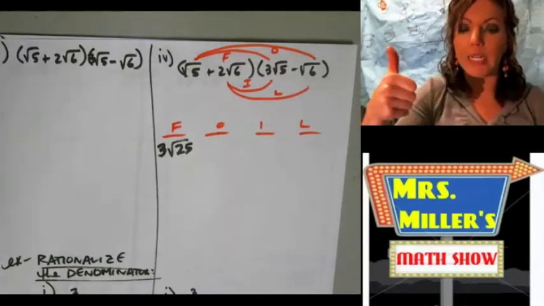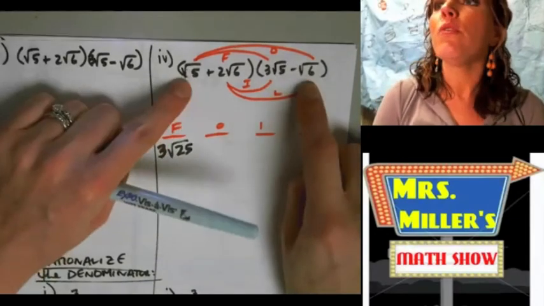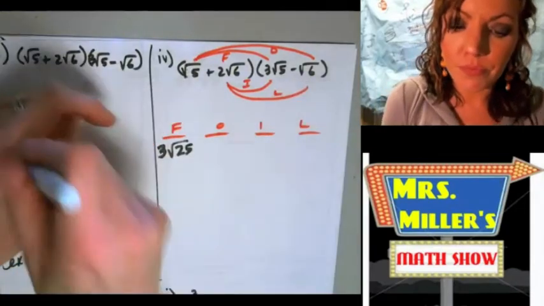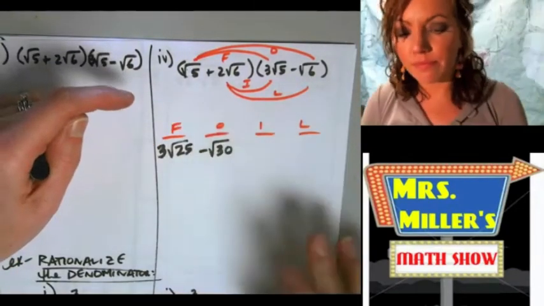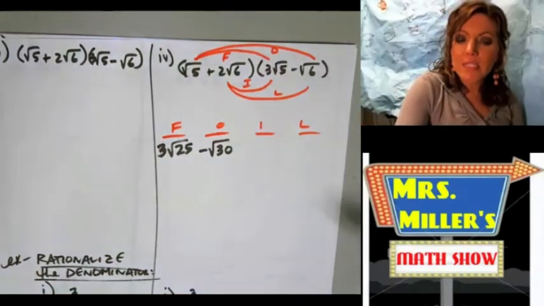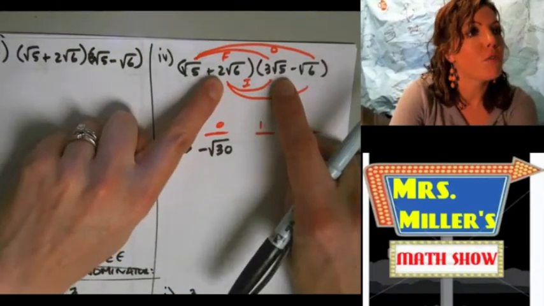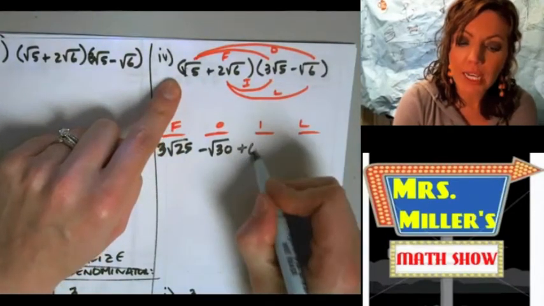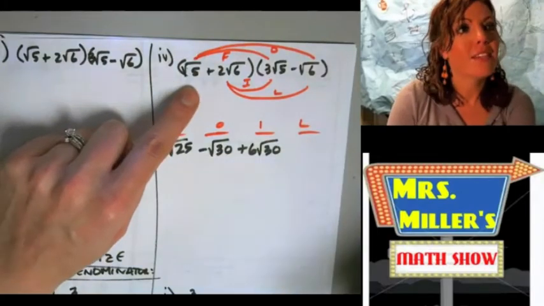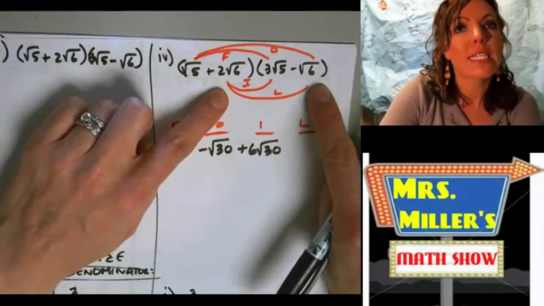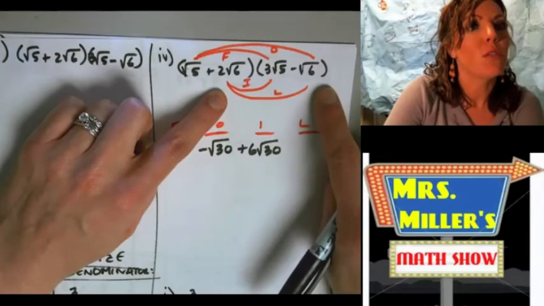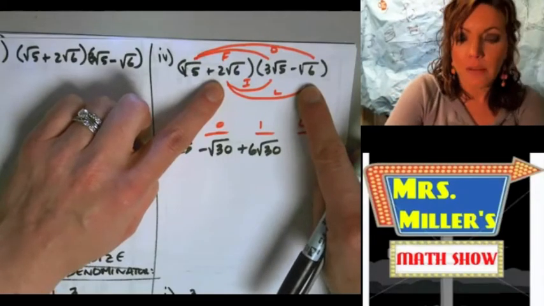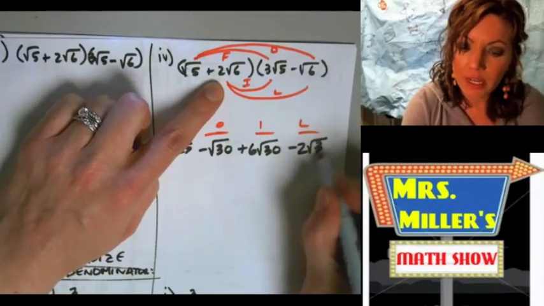Nicely done. Okay, outside: root 5 times negative root 6. What do we think? Aiden: Negative root 30. Everybody give it up for Aiden. Okay, inside we have 2 root 6 times 3 root 5. Cole: 6 root 30. Everybody give it up for Cole. Okay, last we have 2 root 6 times negative root 6. What does that one come out to? Alyssa: Negative 2 root 36. Cool, everybody give it up for Alyssa.